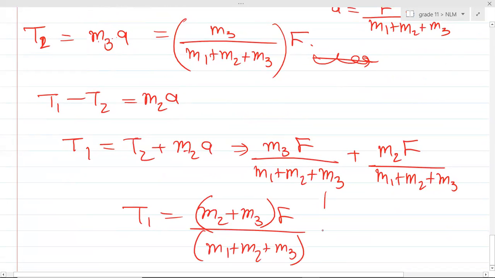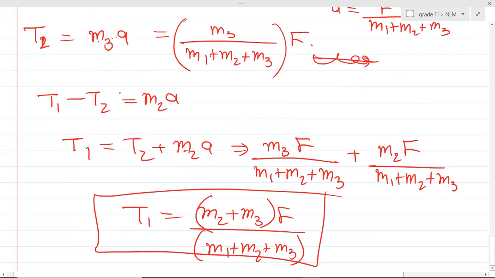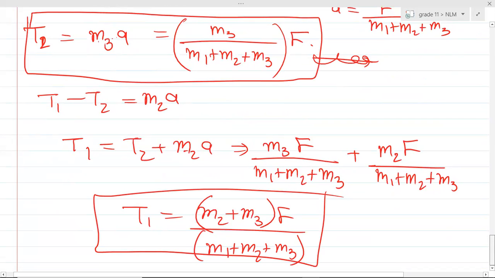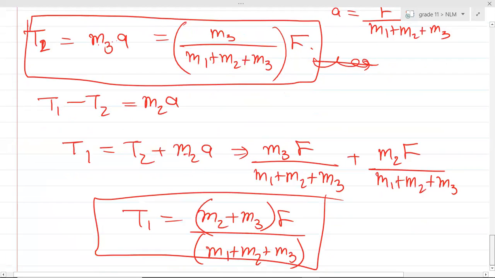Sir, do we need to memorize these formulas or not? No, there is no need to memorize this. There is a trick to remember this. So once you are done writing, then I'll tell you the trick.